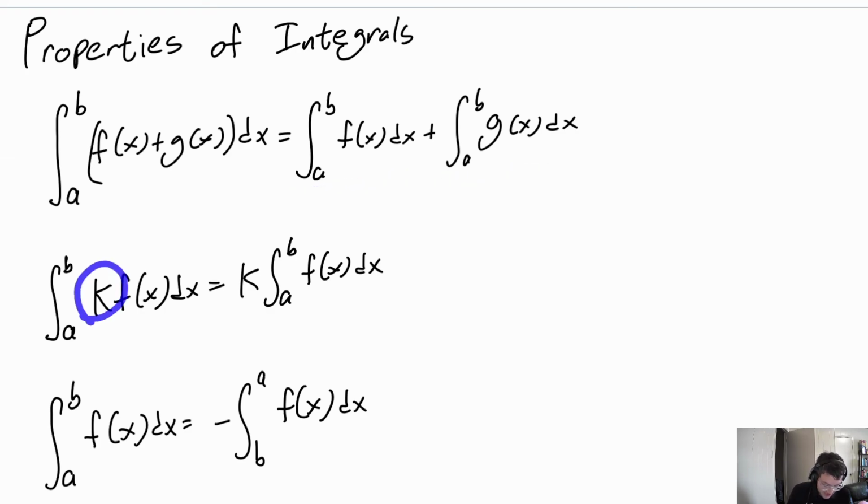Okay, also if k is a constant and we want to find the area under the curve of k times f of x, well, that's the same as k times the area under the curve of f of x.